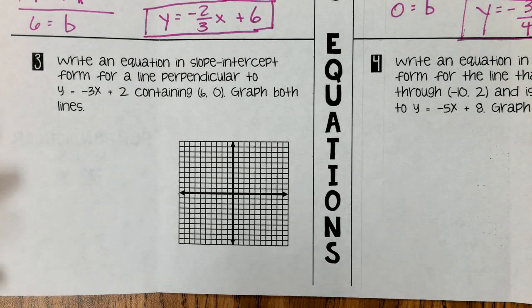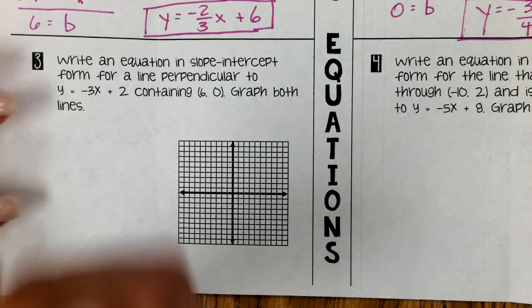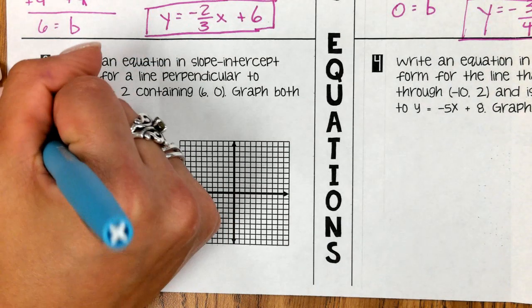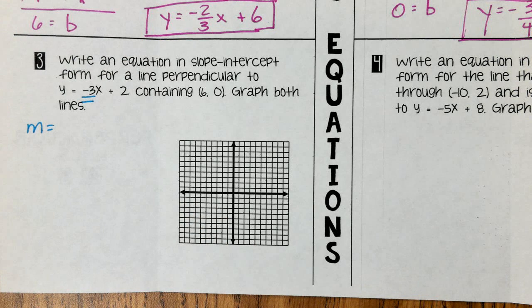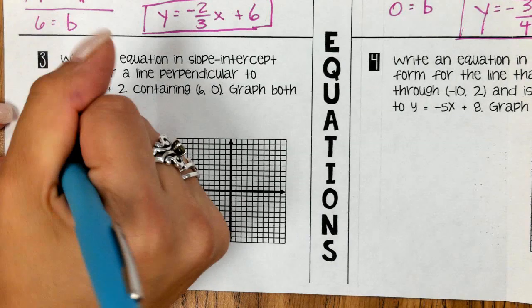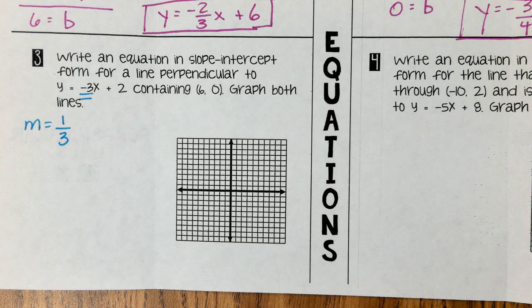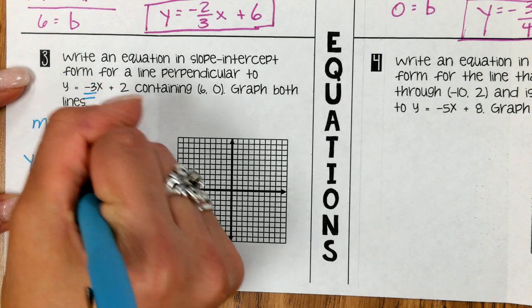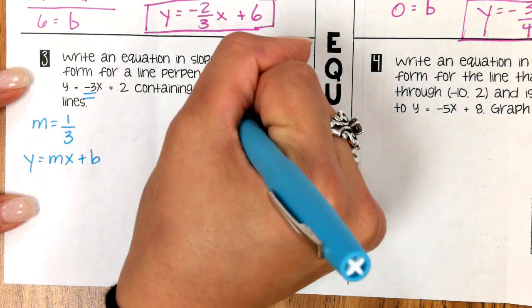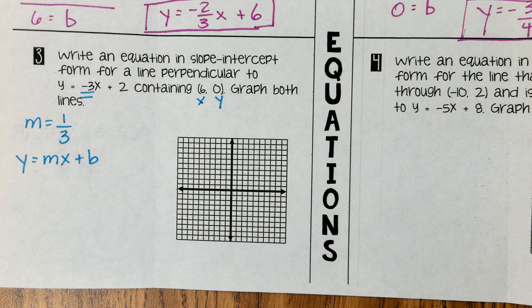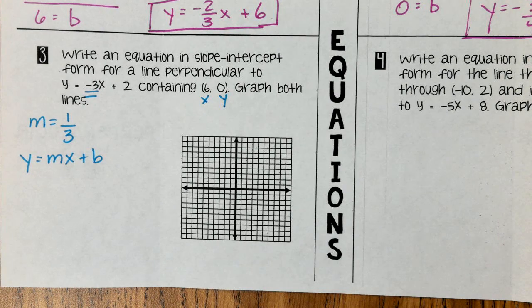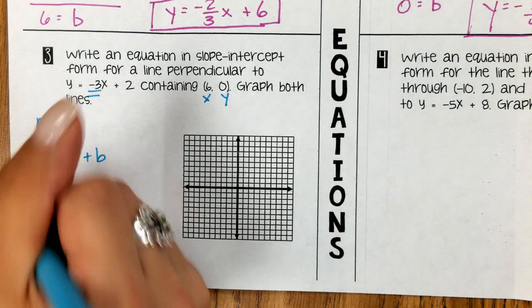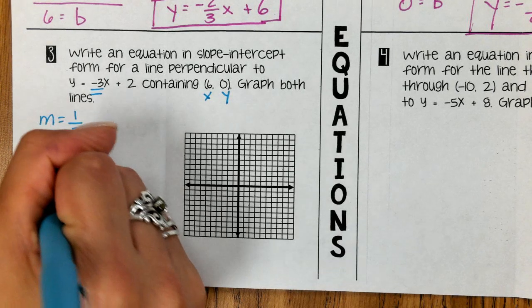Okay, so if I'm writing an equation for a line that's perpendicular, what is my slope going to be here? 1 over 3, very good, yes. And it would be positive because you do the opposite reciprocal. Okay, so I'm going to write y equals mx plus b. This is my x, this is my y. Okay? So what am I going to plug in down here? Y, which is what? 0 equals what?